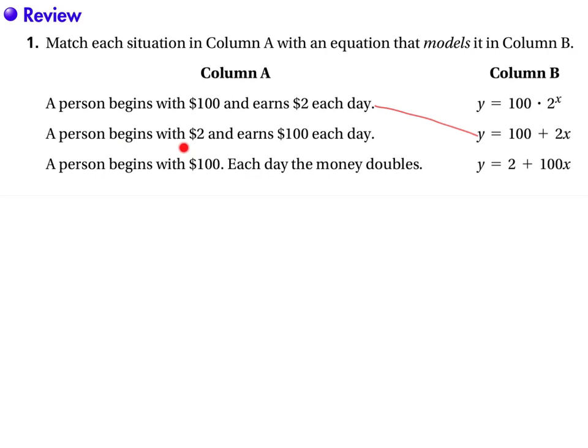The second one, a person begins with $2 and earns $100 each day. So again, your constant is your $2, and your 100 multiplies by the number of days. So that goes here. And last, a person begins with 100, but each day the money doubles. Well, money doubles is an exponential gain, so that goes here.